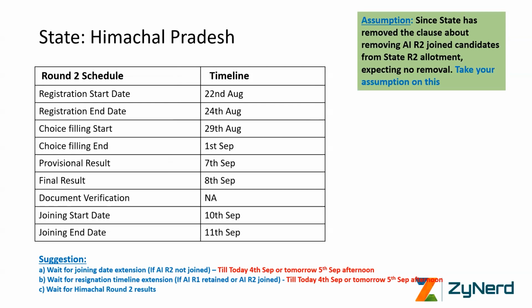But beyond that, in the prospectus itself, they're allowing round three upgradation, and they have also removed the clause which says All India round 2 joined candidates are not eligible, etc. So we can expect that they may remove it for All India round 2 joined candidates, but it is an assumption. It is an assumption you have to take.